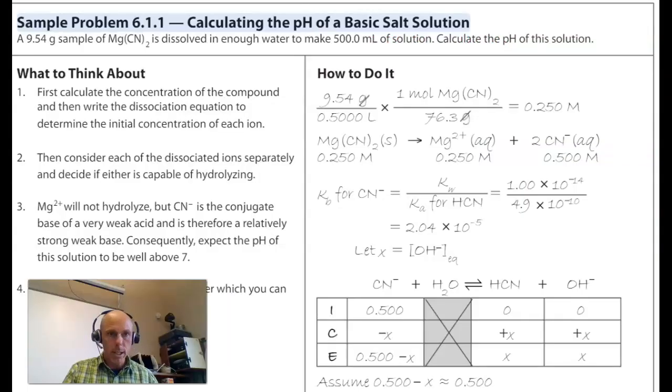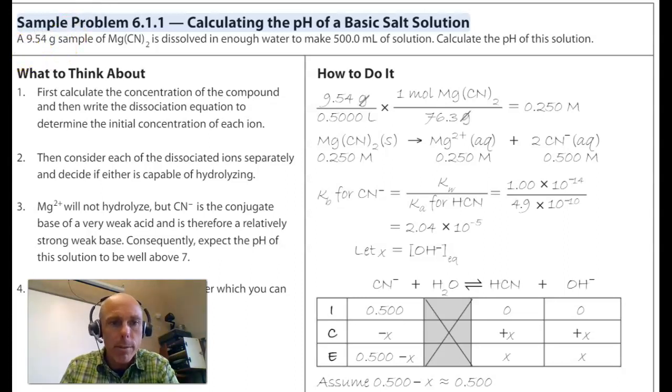All right. We're looking now at sample problem 6.61 on that same page where we're going to calculate the pH of a basic salt solution. You should see that this looks fairly similar to the weak base problems or weak acid problems, because those are similar to each other, we've solved in the past. All right, let's walk through this.